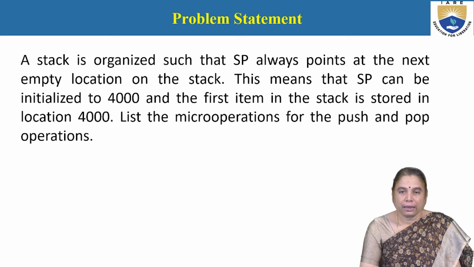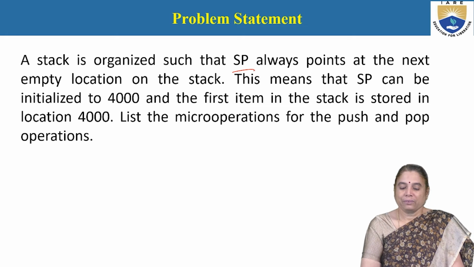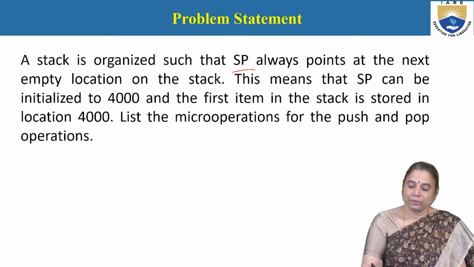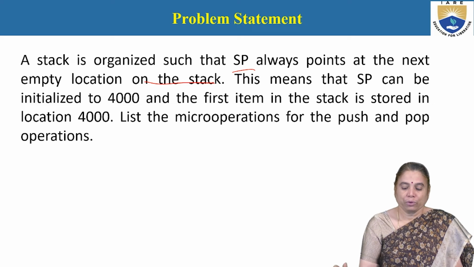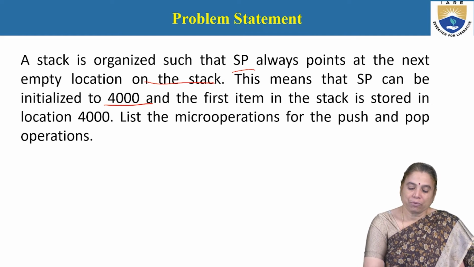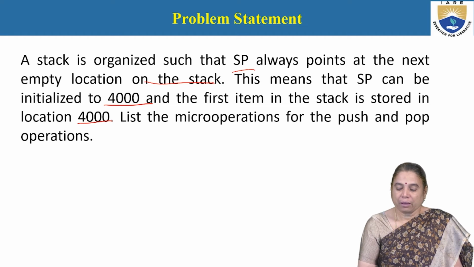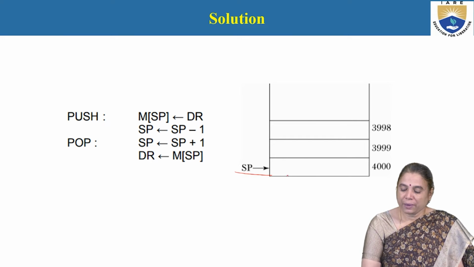A stack is organized such that SP, the stack pointer, always points at the next empty location on the stack. So SP points to the next empty location on the stack. This means that SP can be initialized to 4000 and the first item in the stack is stored in location 4000. So list the micro operations for the push and pop operations. So here this is the stack organization. SP is pointing at the location 4000.